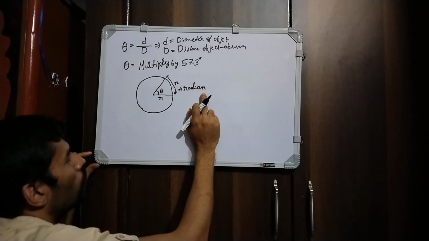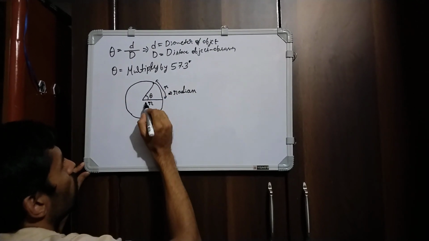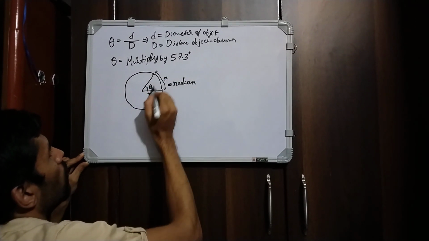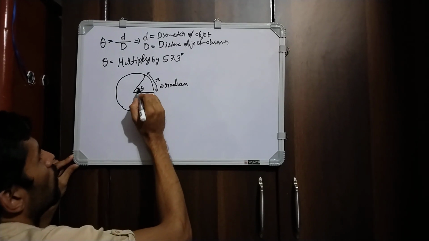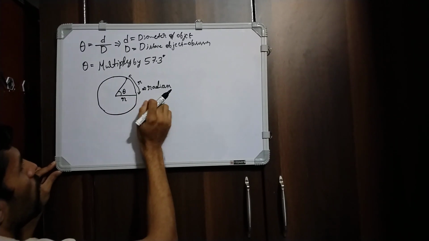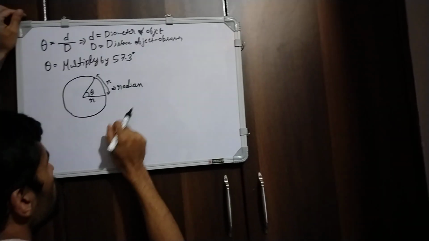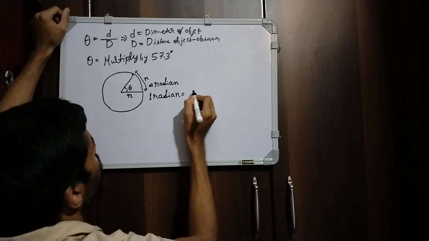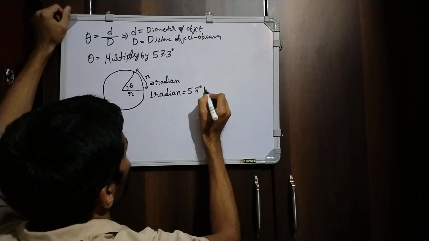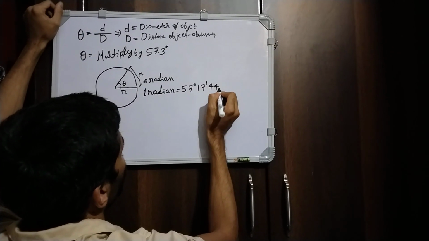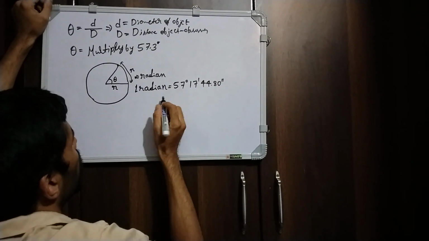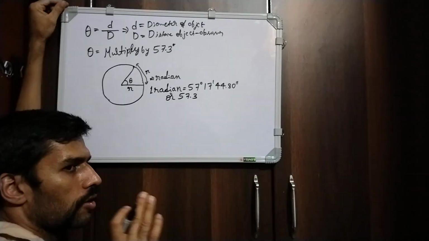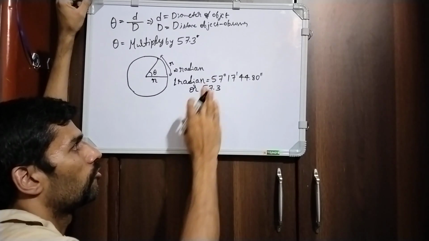This word radian has come from the word radius because this radian means the arc of this circle which is exactly equal to the radius of the circle. Then that angle subtended at the center is called a radian. That's why it is called a radian. This is equal to 1 radian is equal to 57 degrees 17 minutes and 44.80 seconds, or we can approximately write it as 57.3. That's why in order to convert a radian into degree we multiply it by 57.3.